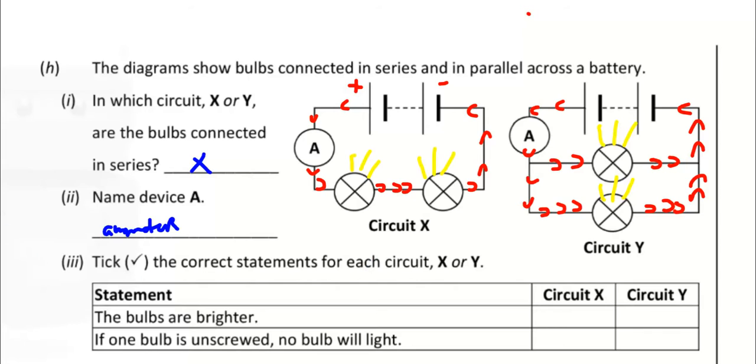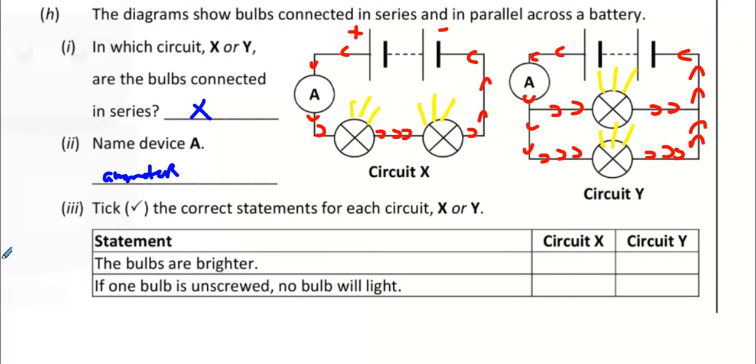Okay, which one will the bulb be brighter in? Well, as it turns out, because the current has to go through two bulbs in series, it slows it down and makes it less bright. So the parallel one will be brighter because each individual electron only has to go through one bulb, while in the first circuit each electron has to go through two bulbs.